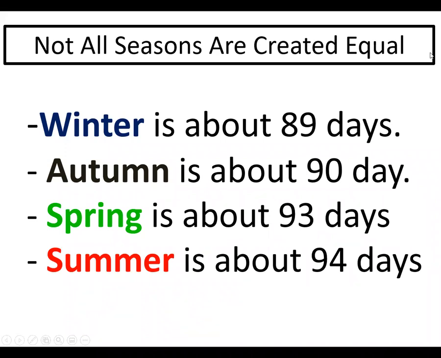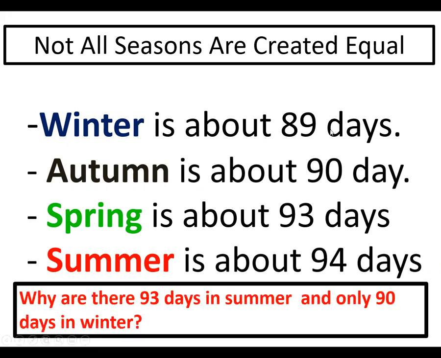Not all seasons are created equal. Winter is only about 89 days. Fall or autumn is only about 90 days. Spring is only about 93 days, and summer about 94 days. Winter is the shortest, while summer is the longest. So, why are there 93 days in summer and only 90 days or 89 days in winter?